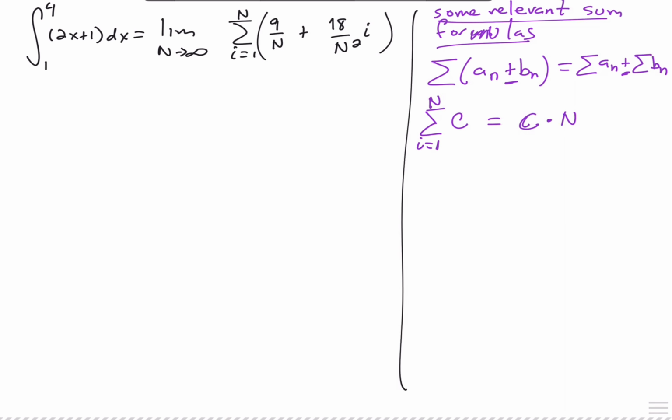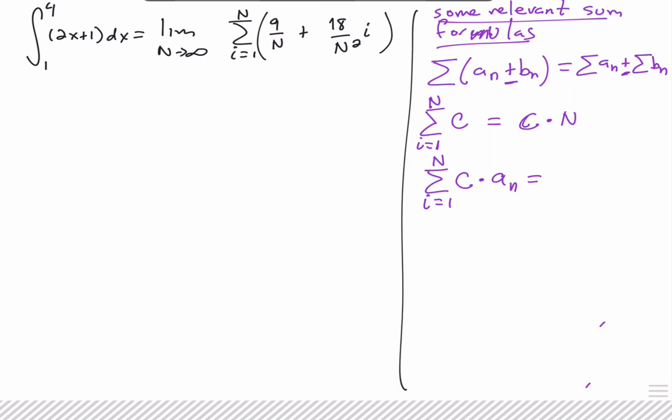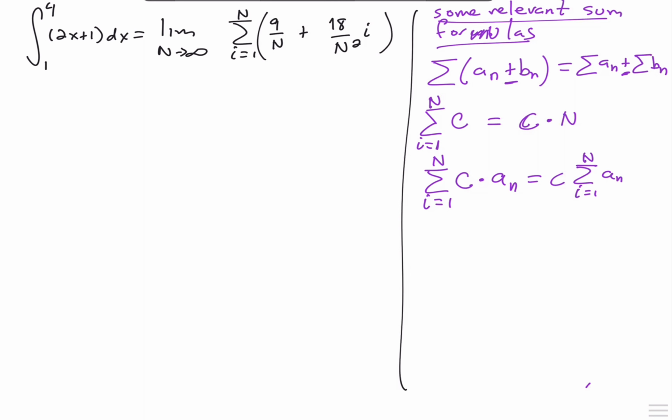Okay. What about if I have the sum from 1 up to n? If I have a constant and it's multiplying some sequence. Notice that this constant C is multiplying every single term there. So that means that you can factor it out, right? That's obvious because that's just the same as when you factor normally, right? You're all used to factoring stuff. Okay.